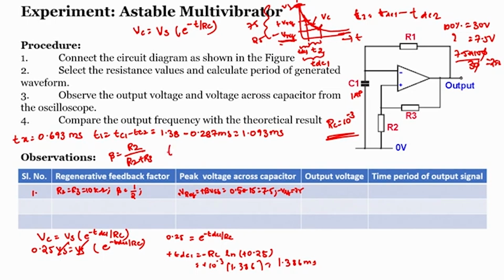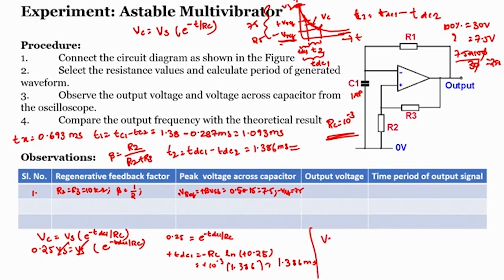So, T2 I noted down as TDC1 minus TDC2. I got it as 1.386 milliseconds. Now, logically, based upon our logic, the time taken for the capacitor to discharge from plus 15 to plus 7.5 should be even smaller than this, isn't it? We will also calculate that.